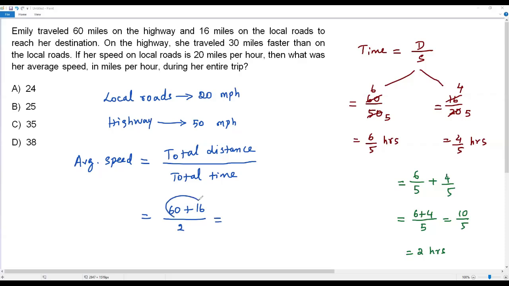When I add 60 and 16, I'm getting 76 over 2. When I divide 76 by 2, I'm getting 38. So 38 miles per hour. That is the average speed for the entire trip: 38 miles per hour. We find 38 in option D. The correct answer choice for this question is option D.